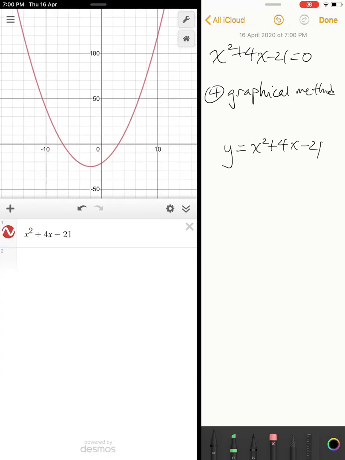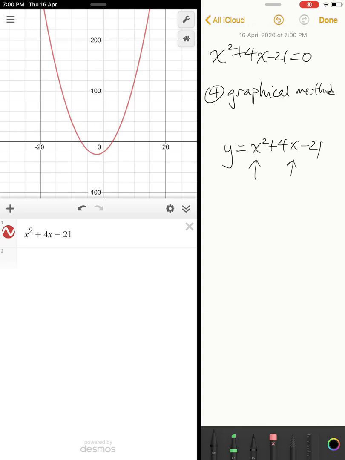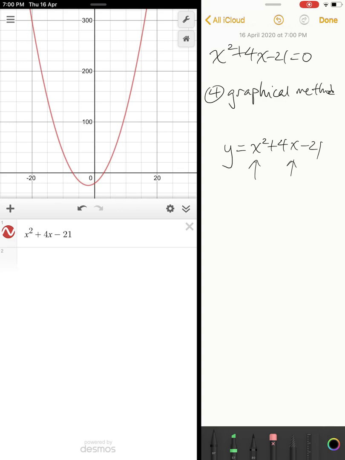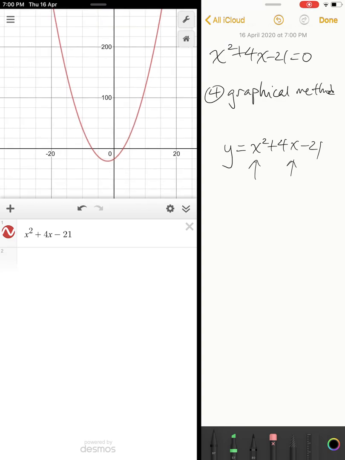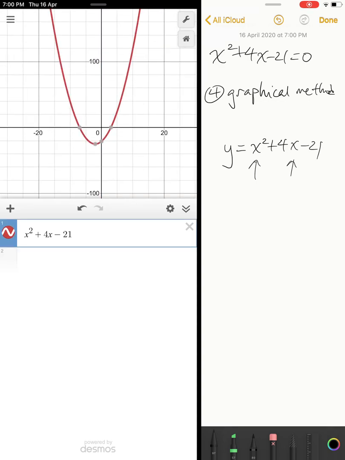So for different values of x, when I plug in different values of x, I get different values of y. And so x is on my x-axis, and y, of course, is on my y-axis. So when I plug in different values of x, it will churn out different values of y, and then I plot wherever those y values are, and it gives me this beautiful red line, as we can see over here.